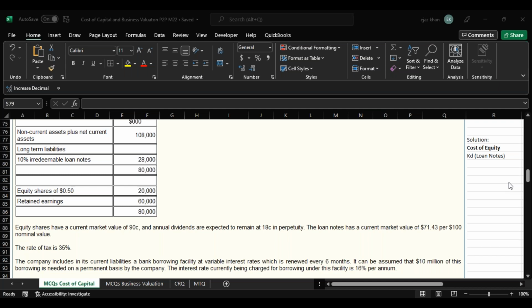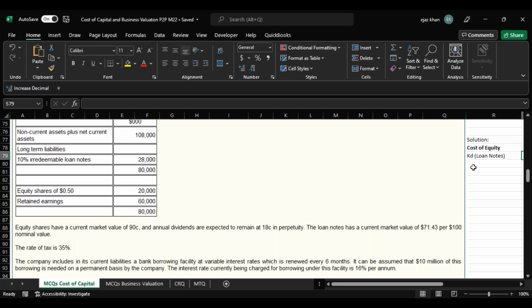In case they haven't mentioned anything about the redemption, the normal assumption should always be that the loan notes, or whatever the debenture is, are irredeemable. But in this case, it is mentioned, the 10% irredeemable loan notes, right? But in case they don't mention whether the loan notes are redeemable or irredeemable, then the normal assumption is always to assume irredeemable.